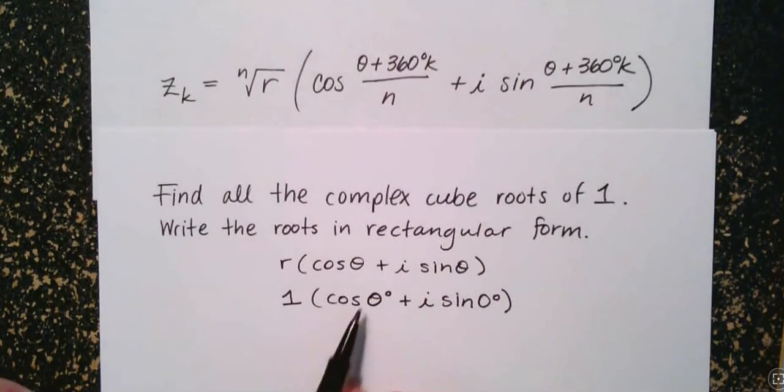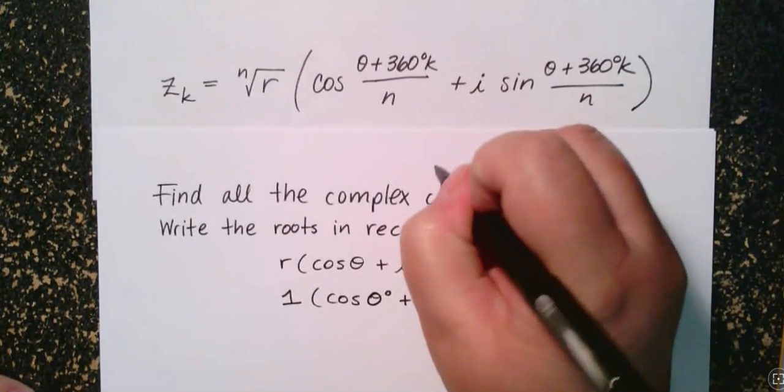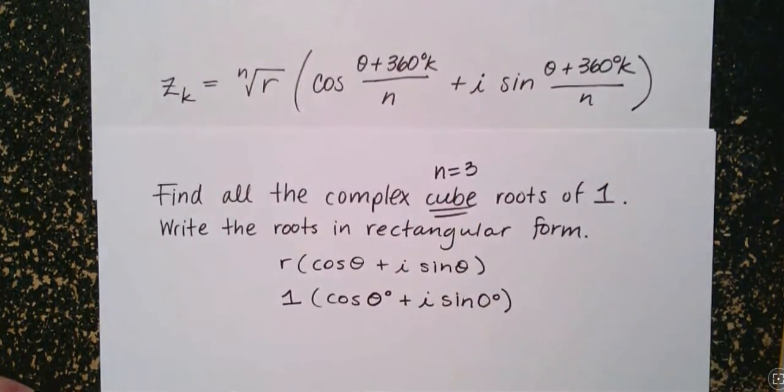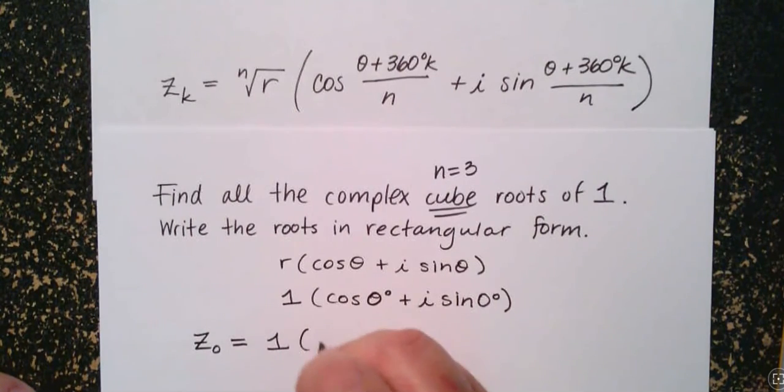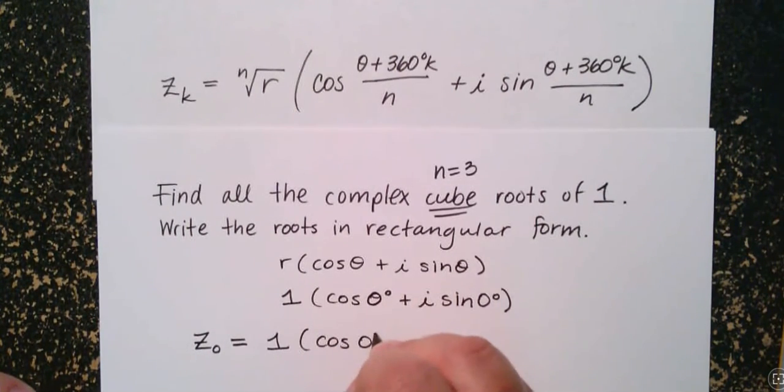Now, that shouldn't look like a theta. Remember, that's 0. So the interesting thing here is, first of all, cube root, n is 3. When I take the cube root of 1, I get 1. When I divide 0 by 3, I still get 0. So my first answer, z sub 0, is 1 times cosine 0 plus i sine 0.